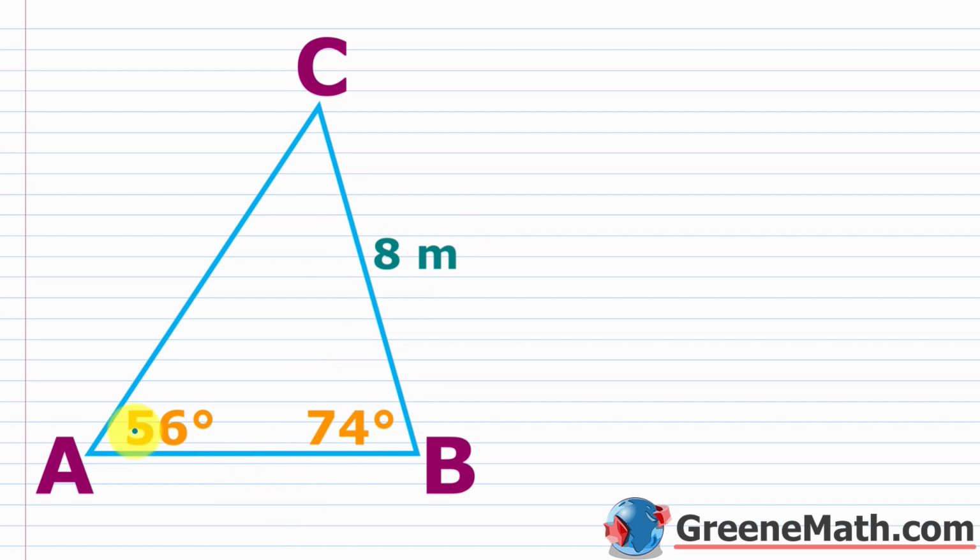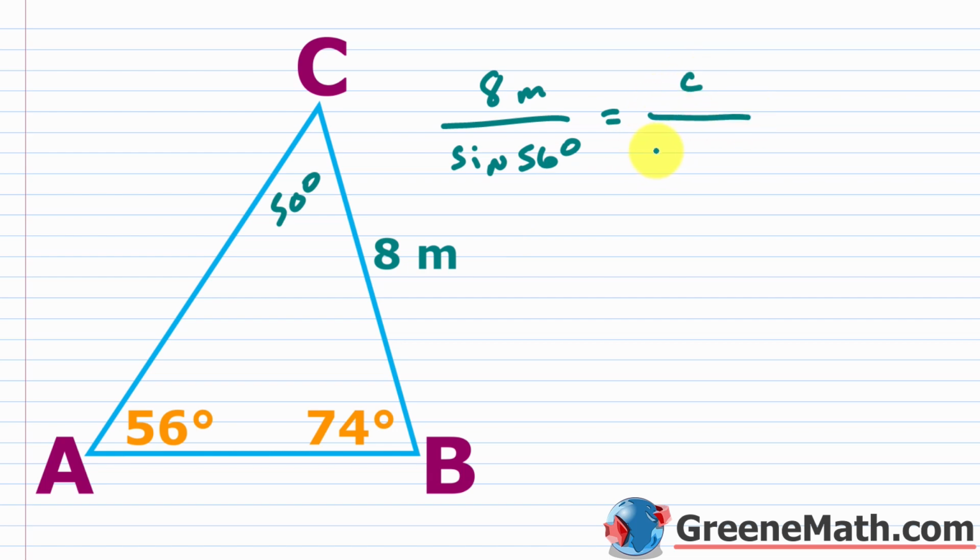And so let's just think about this guy and this guy. So we would say that your lowercase a, again, the length of this side right here, is 8 meters over the sine of this angle A, which is 56 degrees. Maybe I can make that a little bit cleaner there. This is equal to, again, if I want this guy right here, well, I need this angle right here. So 180 degrees minus 56 degrees minus 74 degrees, that's going to be 50 degrees. So we'll go ahead and say this is lowercase c over the sine of 50 degrees.